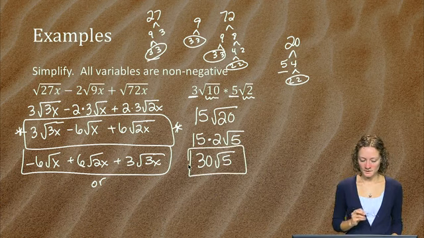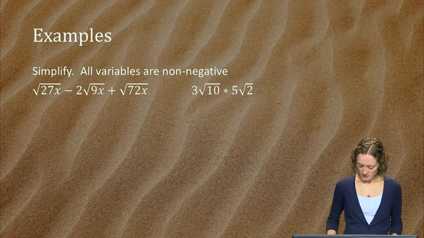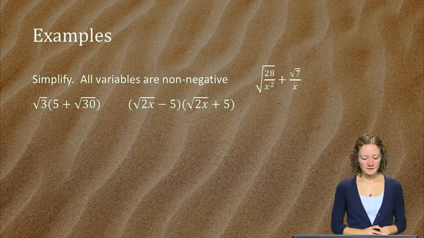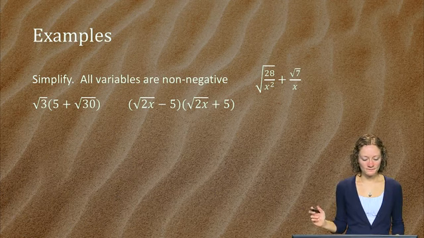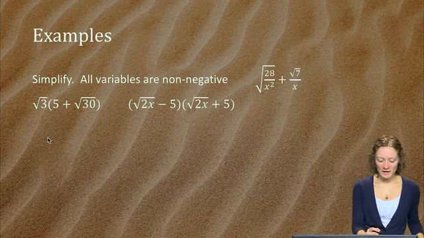All right, let's see some more. Simplify, all variables are non-negative. All right, so we have multiplying, but in a bigger way here.